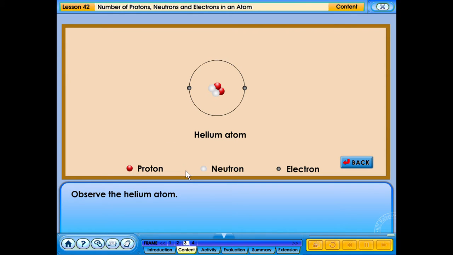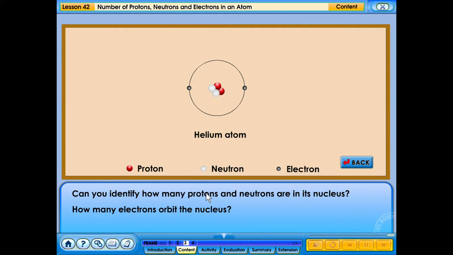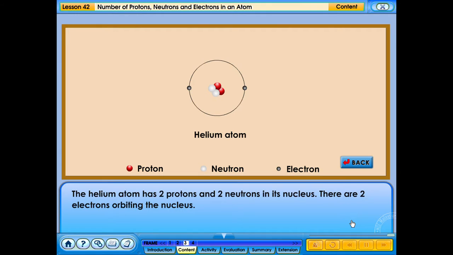Observe the helium atom. Can you identify how many protons and neutrons are in its nucleus? How many electrons orbit the nucleus? The helium atom has 2 protons and 2 neutrons in its nucleus. There are 2 electrons orbiting the nucleus.